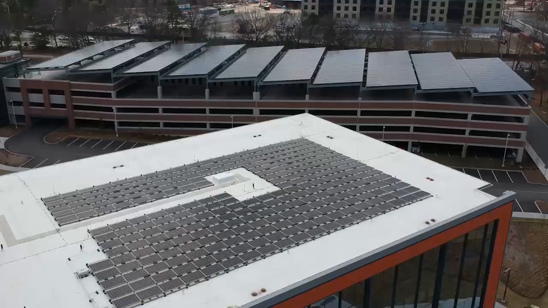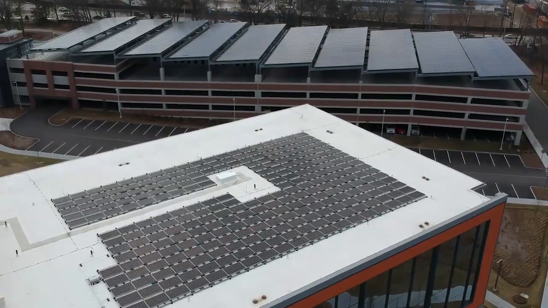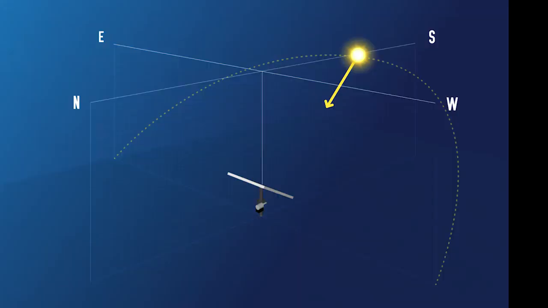Let's get started. At the MathWorks headquarters in Natick, Massachusetts, we use solar panels to generate electricity. These panels face south and are fixed in place. That means they produce more electricity when the sun is shining directly on them in the middle of the day, and less power when the sun is to the east or west, early and late in the day.